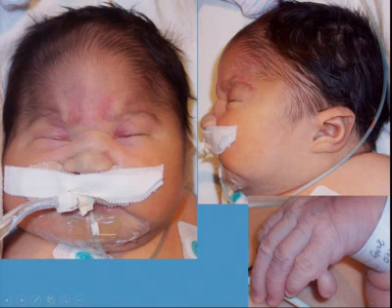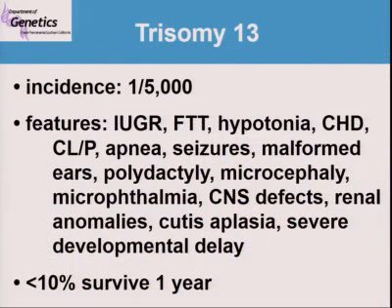This child, another NICU occupant, has a very low hairline, very short palpebral fissures, a flat facial profile, dysplastic ears, and polydactyly. This child has trisomy 13, the least common of the so-called viable trisomies. Many, many features in common with trisomy 18.